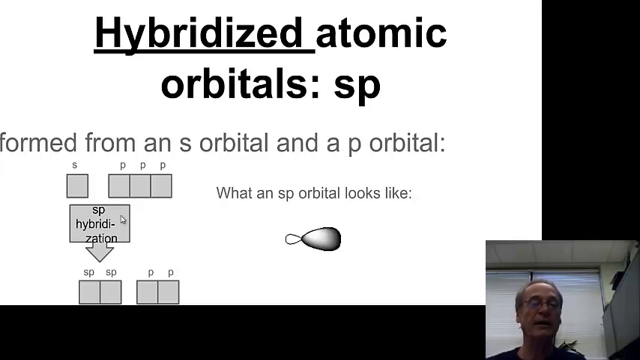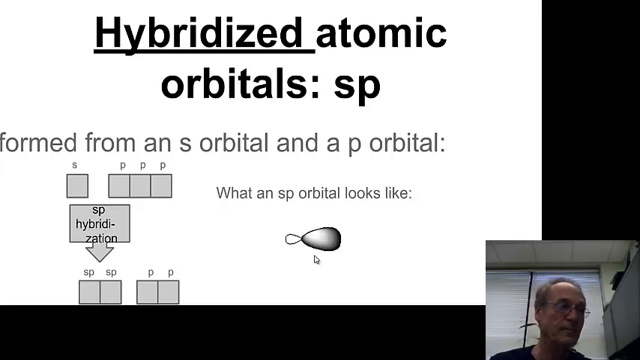As you might guess, that involves taking the s orbital and one of the 3 p orbitals from a particular level, again normally the second energy level, and combining them. Since we're starting with 2, how many are we going to make? 2 new ones. The 2 p orbitals that we didn't use in the sp hybridization are still there unhybridized, so we have 2 sp orbitals and 2 p orbitals. This is what an sp orbital looks like.